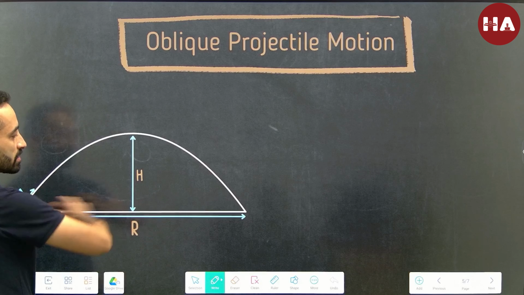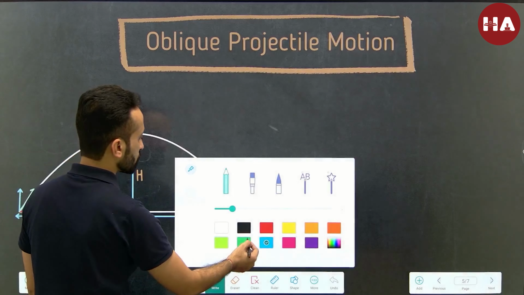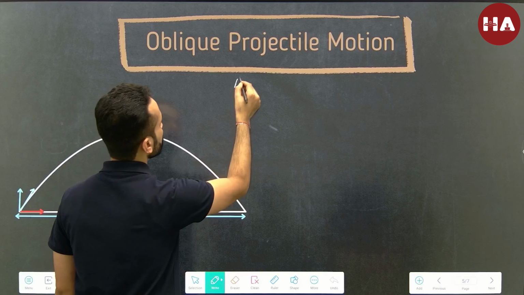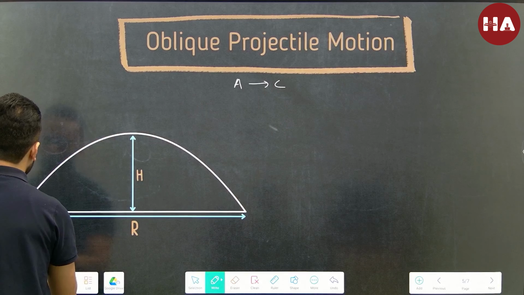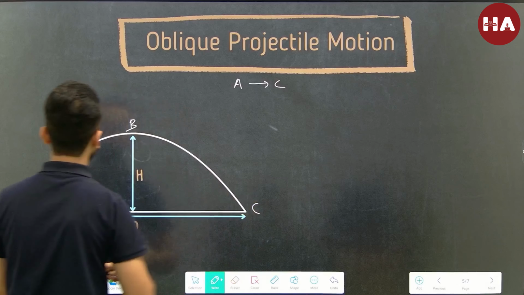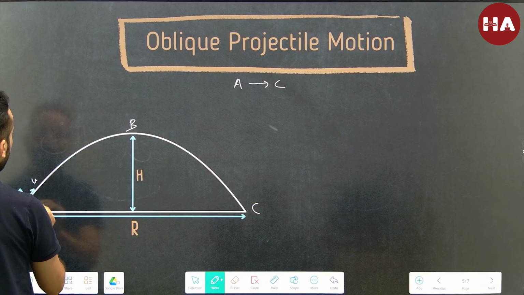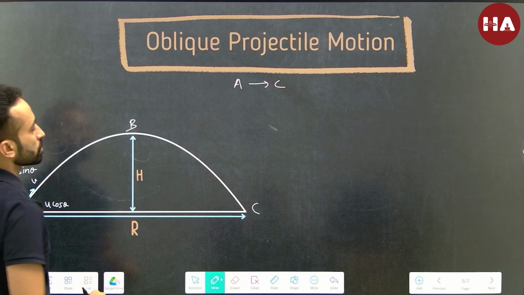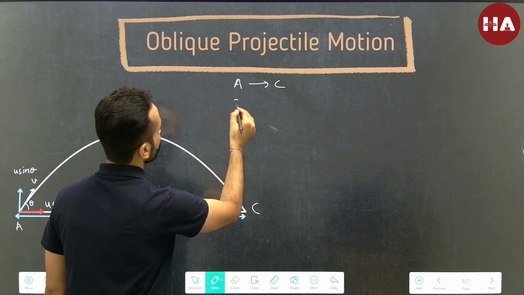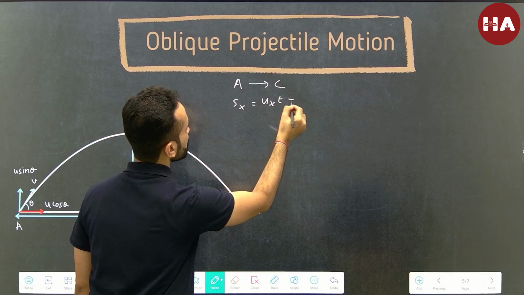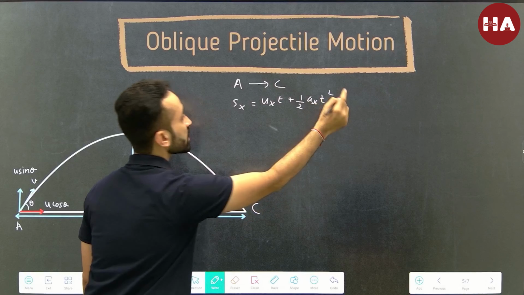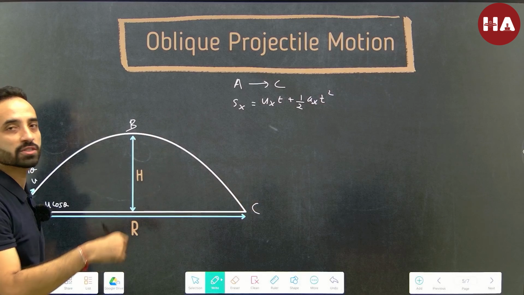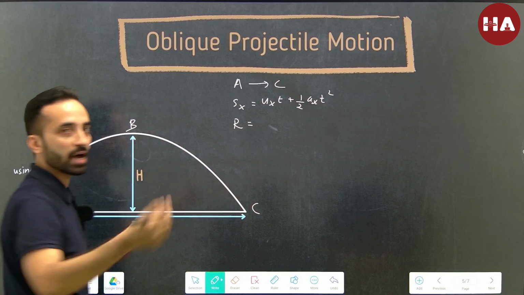So range is this distance. You all would know that there are two things here. It is the displacement in the x direction. So we are going from A to C. This was our point A, this is our point B, and this is our point C. We started off with velocity u at an angle theta. This is u cos theta, and this is u sine theta. So A to C, what are we using? S equals ut plus half at square. But in which direction? X, because we want to calculate the horizontal displacement. That's why we are using the x equation. What is that displacement? R, that we have to find out.